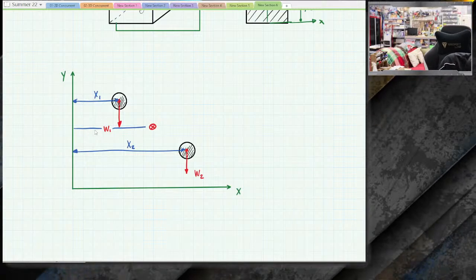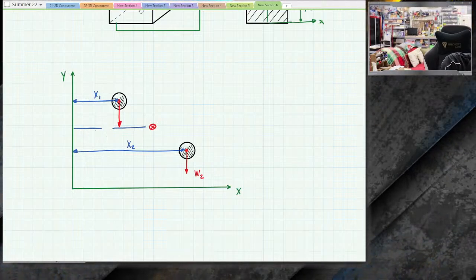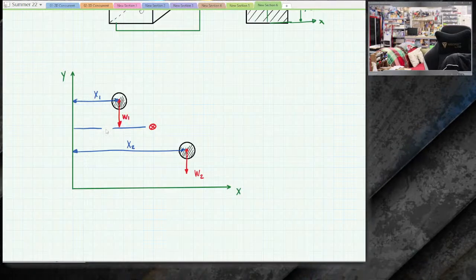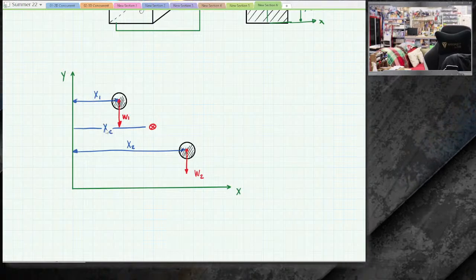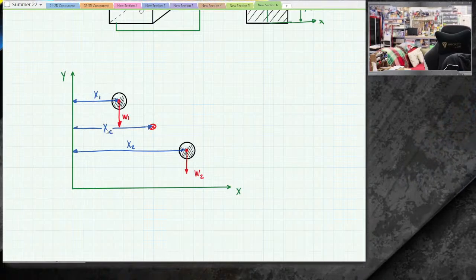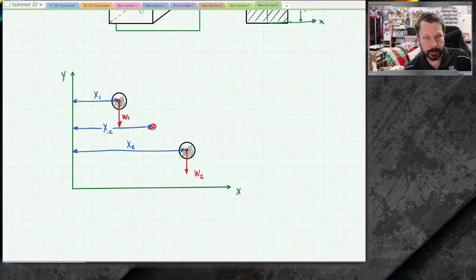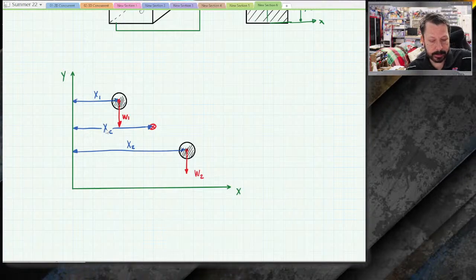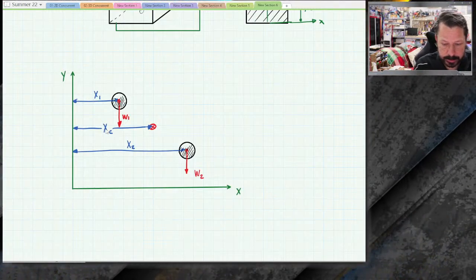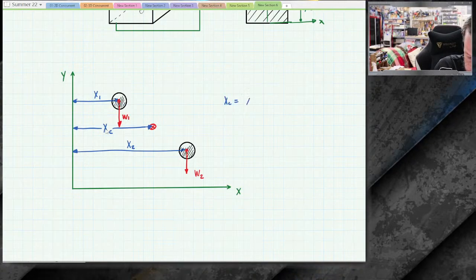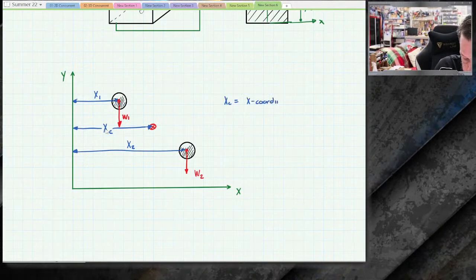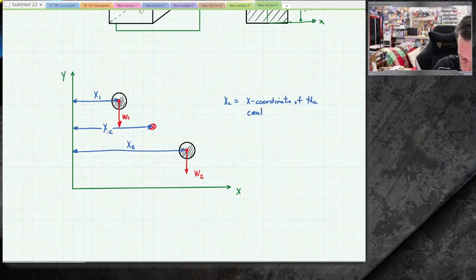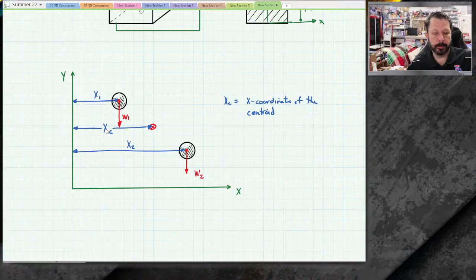I'm going to move that W1 because it looks kind of weird right there. I'm going to put it up here. So this is X sub C. Somewhere there exists a centroid of all of the little spheres I've drawn. And I know that that centroid exists at a distance X sub C, because X sub C is the X coordinate of the centroid. And I just labeled it on here.